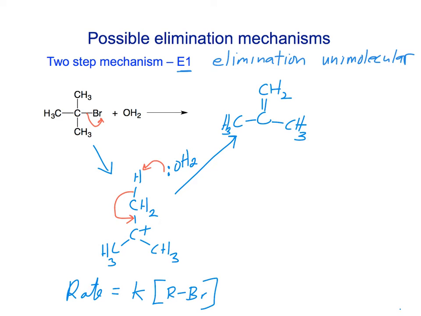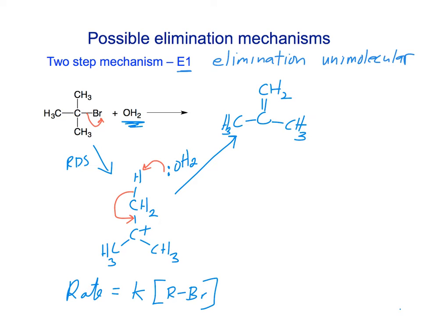All right, so if we double the concentration of the alkyl halide, the reaction will go twice as fast. But what if we change the concentration of the base or change the concentration of the water? Will that affect the rate of the reaction? No, because it's not involved in the rate determining step.